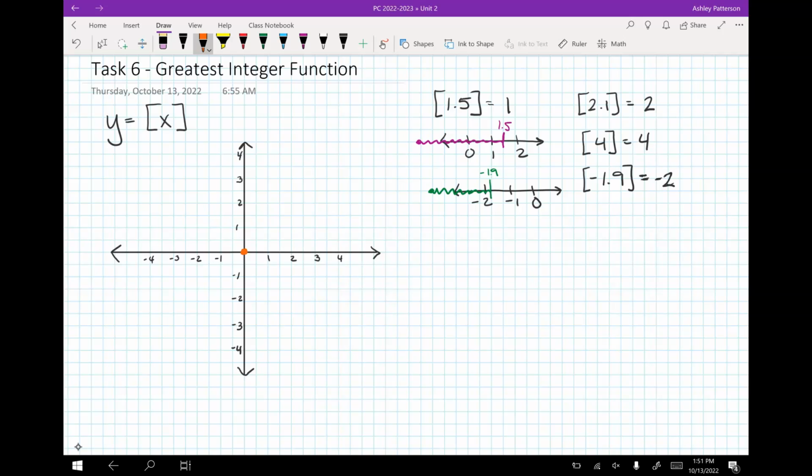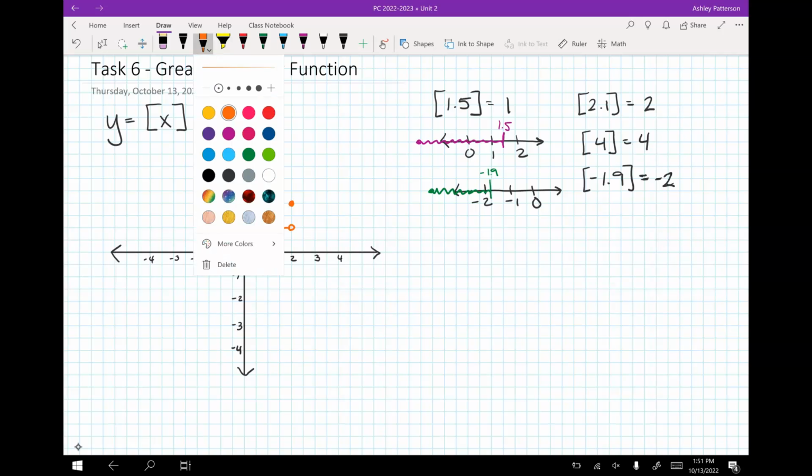And then I'm going to extend to the right because every number between 0 and 1 has a greatest integer of 0. But what's the greatest integer of 1? It's 1. So at 1, 0, I have an open circle because I jump up to the next integer. And then I extend out. What's the greatest integer of 2? It's 2. So again, open circle, because every number in between 1 and 2 has a greatest integer of 1. So we get these steps.